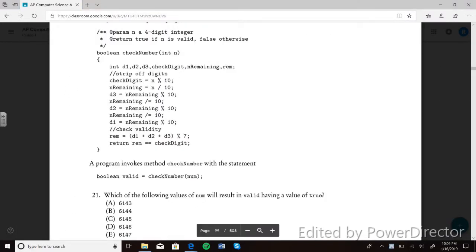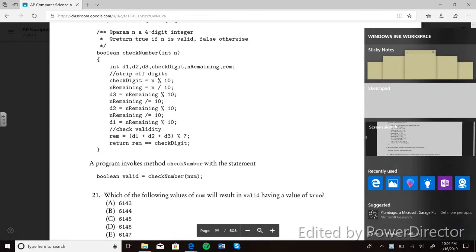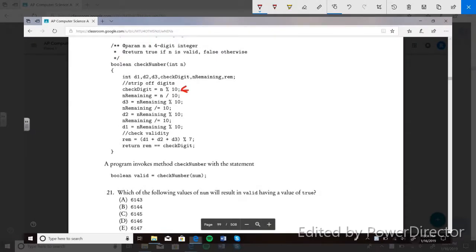So number 21 gives a code, and the parameter for int n is that it has to be a 4-digit number. So basically what it's doing is checking each of the digits and seeing if the first 3 digits mod by 7 gives a remainder of the last digit. So the first line of code gets the last digit of the number. That is the check digit, the one that it wants the mod to be equal to. So this one gets the remaining 3 digits.